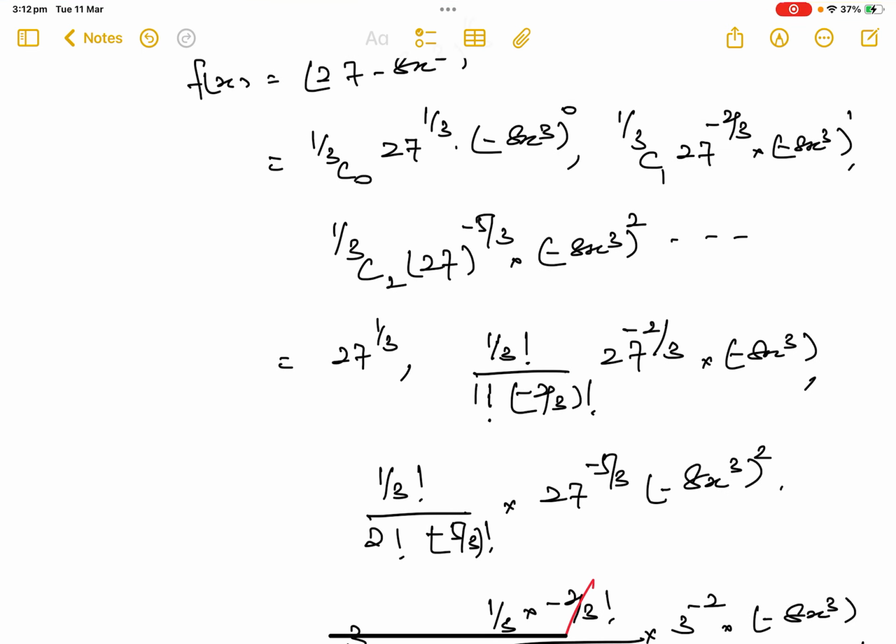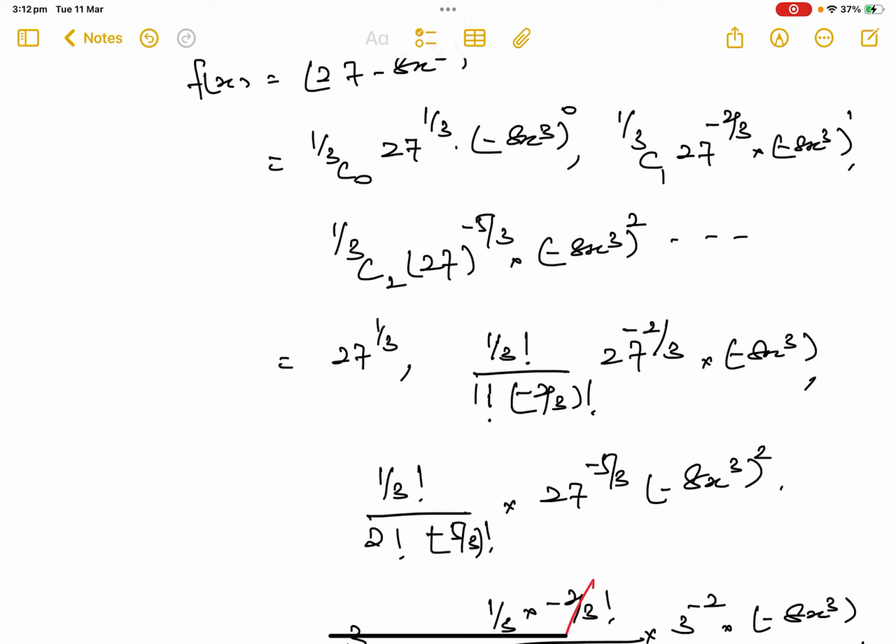The first one, 1/3 C 0, is always 1. That is 1, what we are left with. And then (minus 8x³) to the power of 0, anything to the power of 0 is 1. So what we have is 27 to the power of 1/3 as the first term.